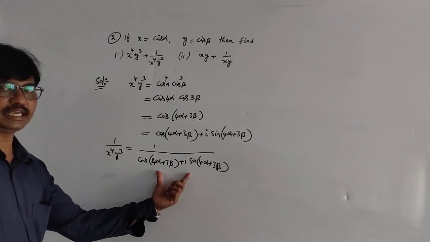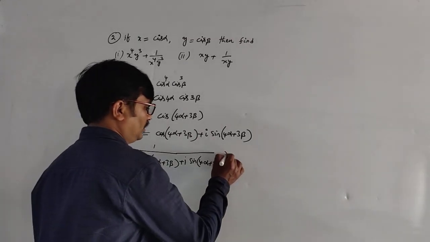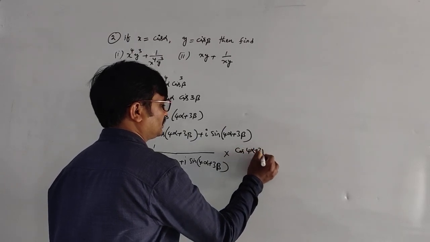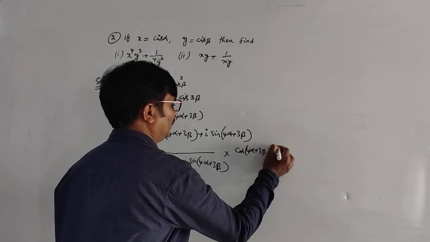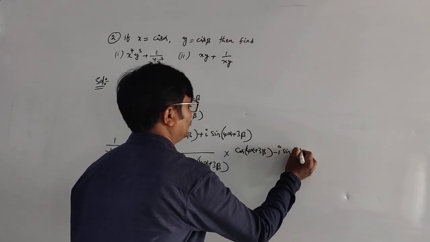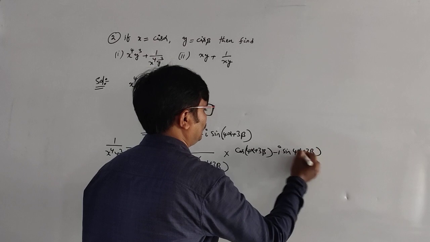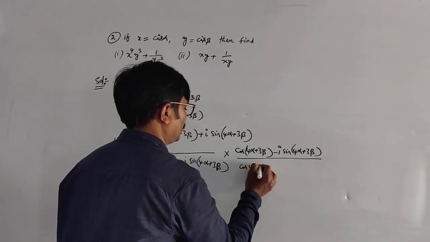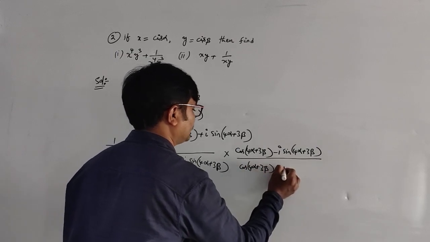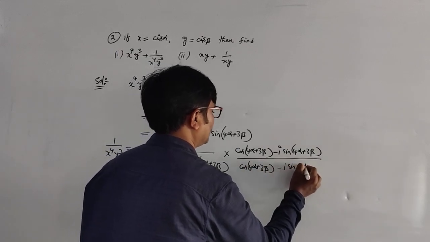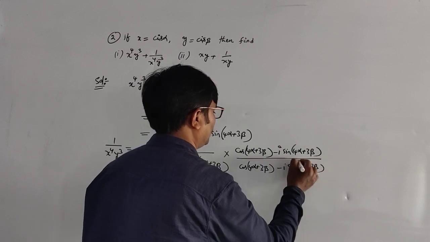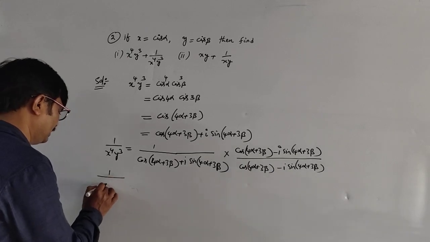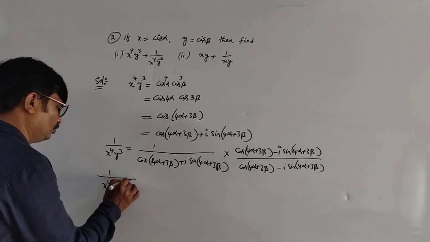Cos theta plus I sin theta, students, when we take the rationalization, we get cos of 4 alpha plus 3 beta minus I sin of 4 alpha plus 3 beta upon cos of 4 alpha plus 3 beta plus I sin of 4 alpha plus 3 beta. This we can write as 1 by x power 4 y cube.